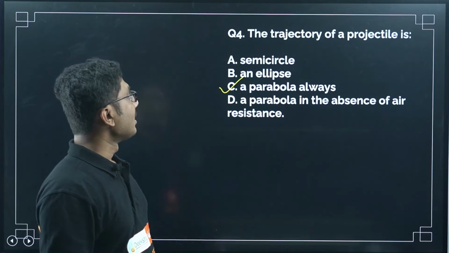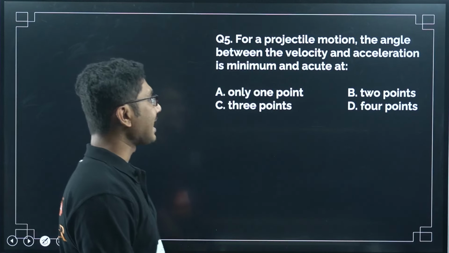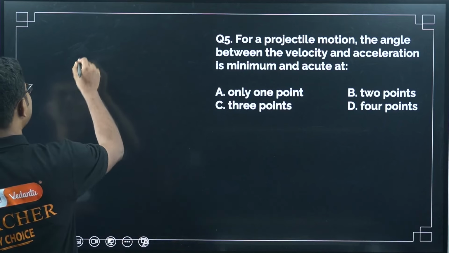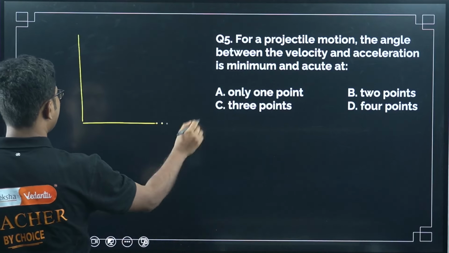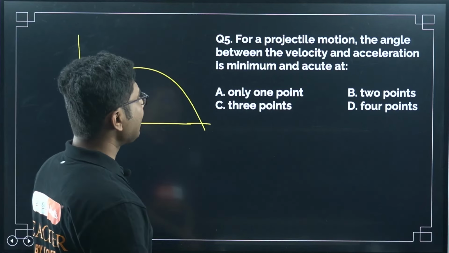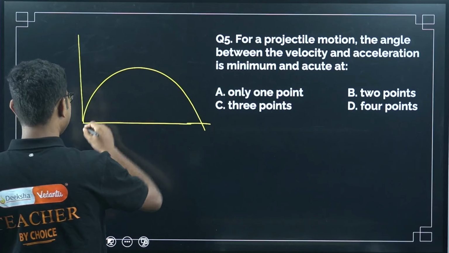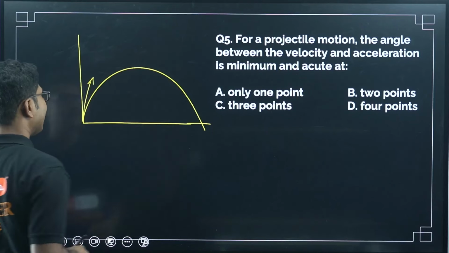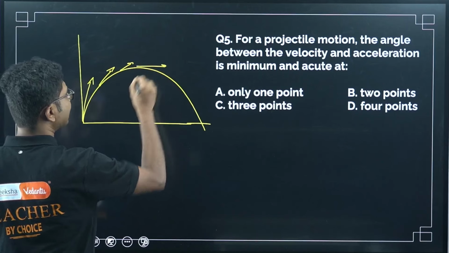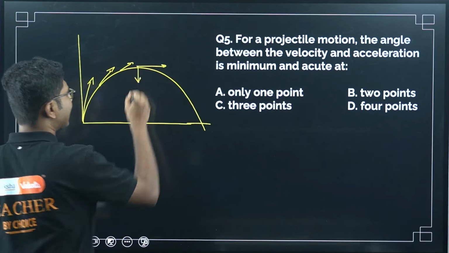Now next question. For a projectile motion, the angle between velocity and acceleration is minimum and acute. So what is this question about? The projectile is projected like this, we know that, right? Now they have said that for the projectile motion, the angle between the velocity and acceleration. So what is the direction of velocity? At each point velocity is changing, velocity is tangential, we know that, and acceleration is in this direction.